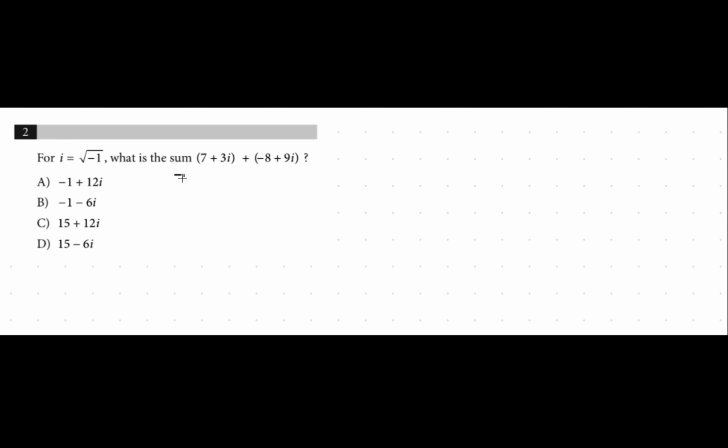So we can do 7 plus 3i. Right now I'm just getting rid of the parentheses. And plus -8 is going to be a -8. And then we just have plus positive 9i. So it's going to be a plus 9i.